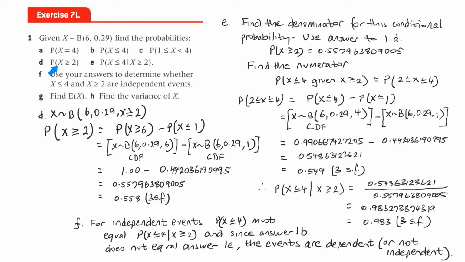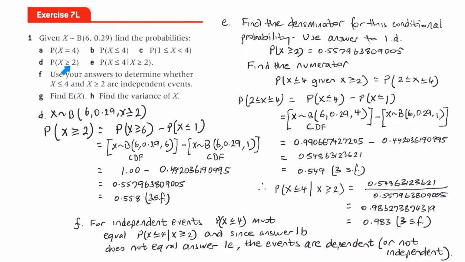Let's have a look at D. D is the probability that X is greater than or equal to 2. And we're focusing on the 84 Plus CE, but I still would like to mention that the Inspire would be quite simple. You just choose binomial CDF, and you would choose the range from 2 to 6, since 6 is the limit. So the Inspire, no trouble at all.